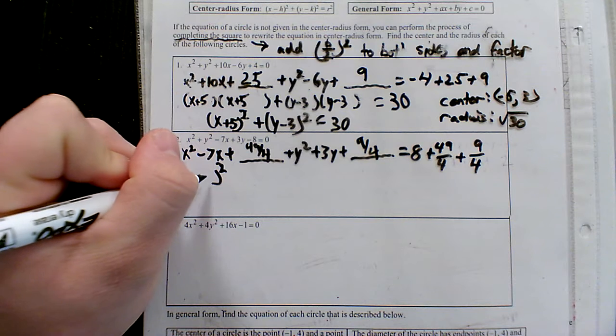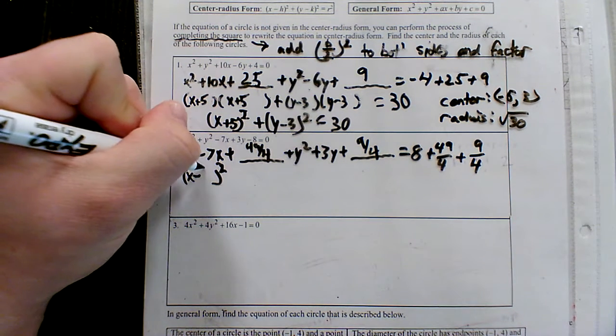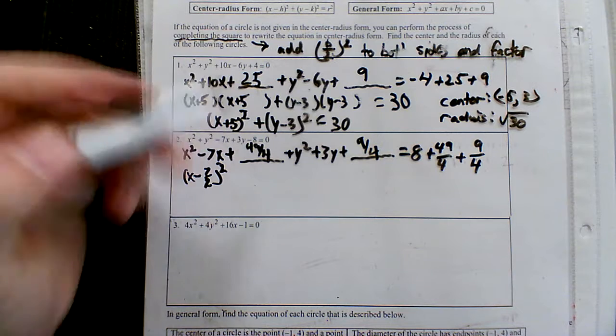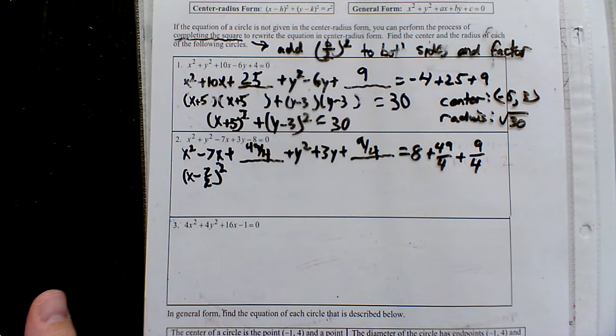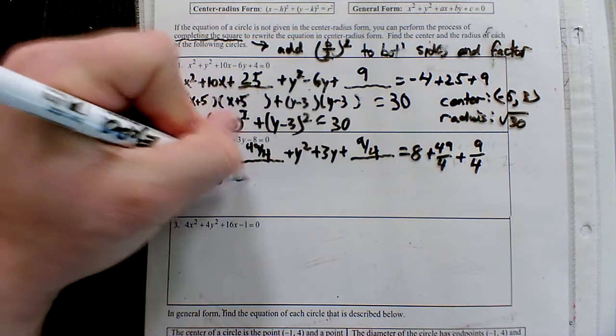Now, what value goes here? The 7 over 2, because 7 over 2 times 7 over 2 would get you that 49 over 4 whenever you expand it. So we have x minus 7 over 2, quantity squared. Very good.